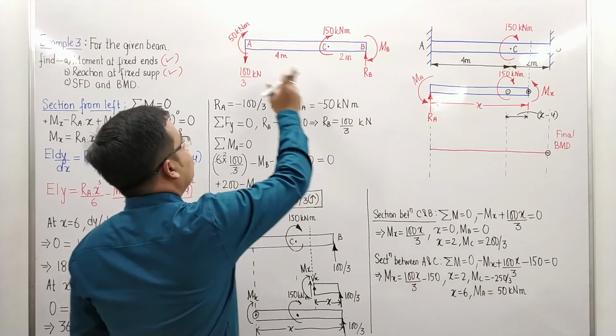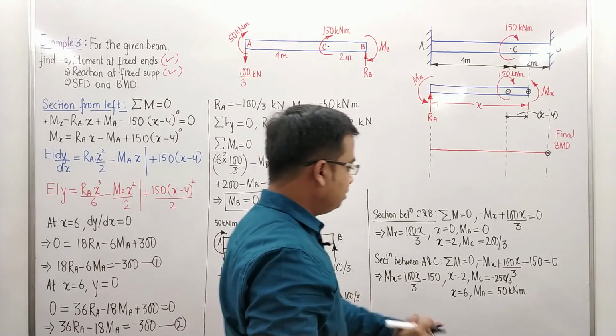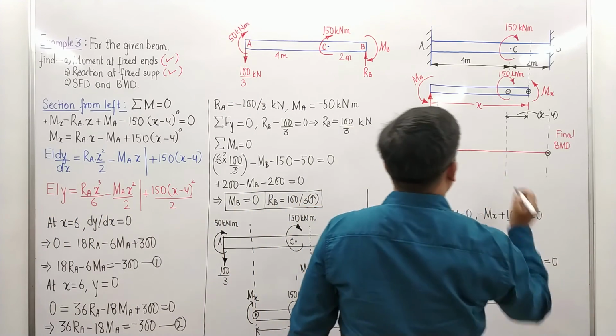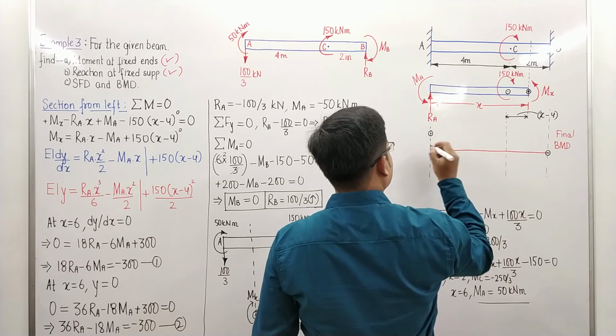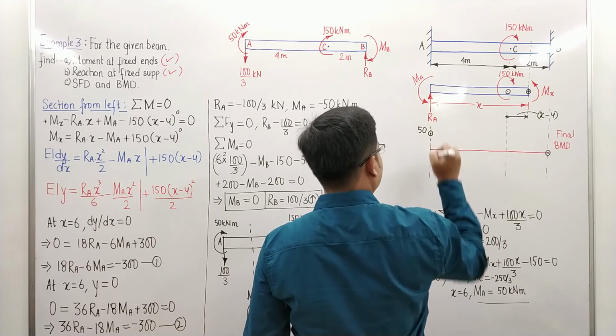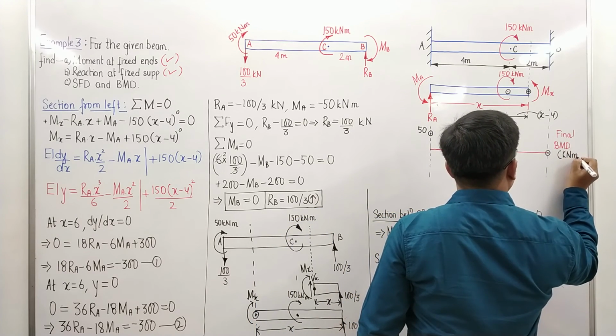MB is 0. What about MA? MA which we have achieved is 50. So right here, 50. Let's take this point. This is 50. Everything has been written in kilonewton meter. That's it.